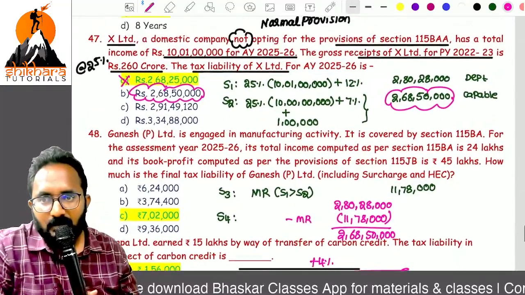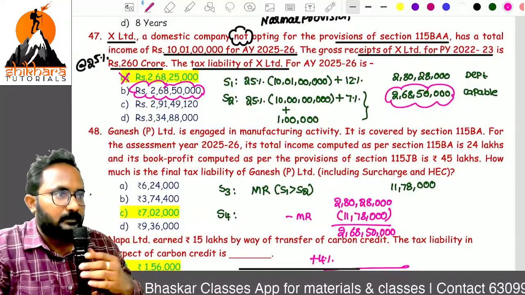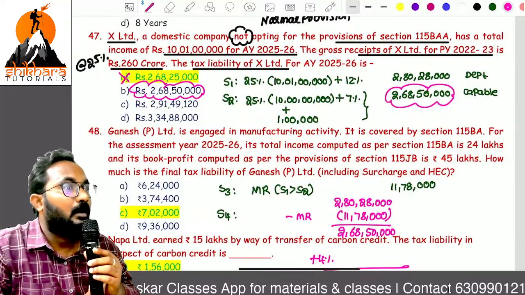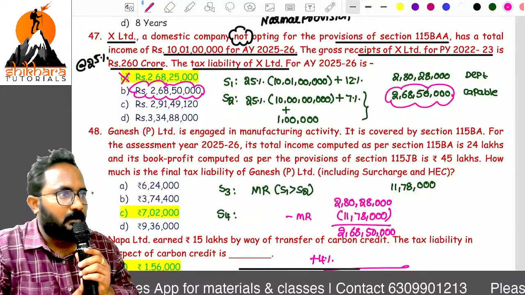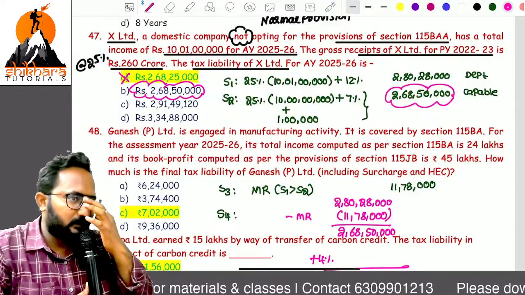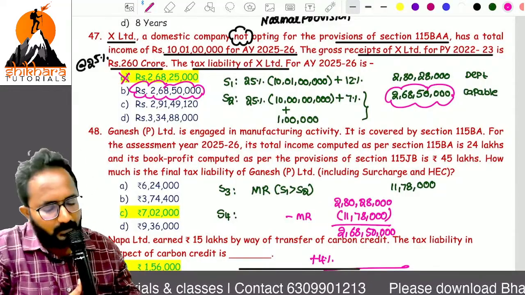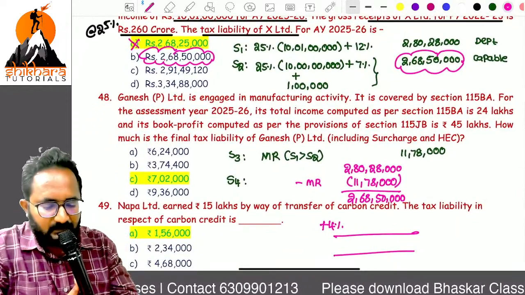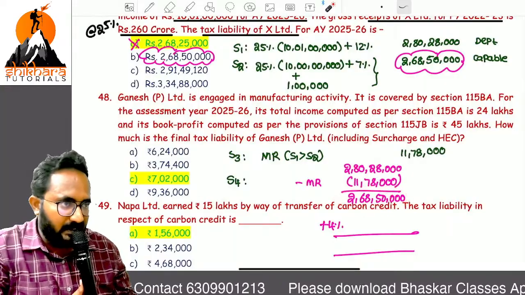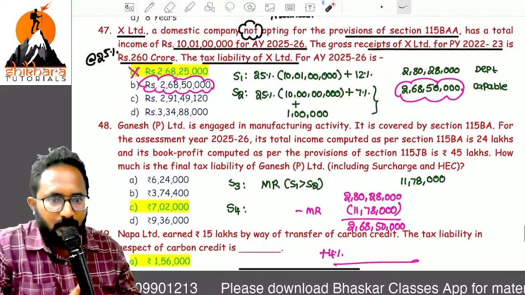Have you understood the importance of the marginal relief concept? So this is a past exam question. Options also they have given as wrong only. So remember, without education cess, B is the correct answer. If you are adding health and education cess, you will not get the answer. Okay. Next.